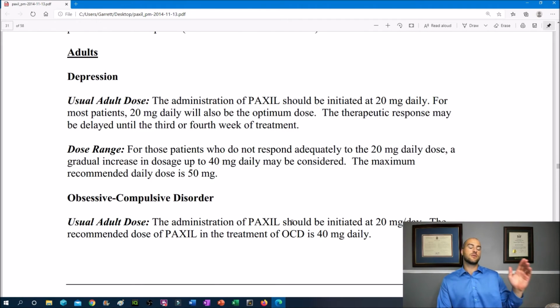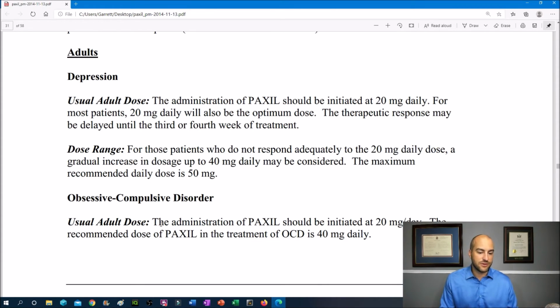All right, so now we're going to talk about the dosing for different indications. So this is important to go over here. In depression, the usual adult dose: the administration of Paxil should be initiated at 20 milligrams daily. For most patients, 20 milligrams daily will also be the optimum dose. The therapeutic response may be delayed until the 3rd or 4th week of treatment. Dose range. For those patients who do not respond adequately to 20 milligrams daily, a gradual increase in dosage up to 40 milligrams daily may be considered. The maximum recommended daily dose is 50 milligrams.